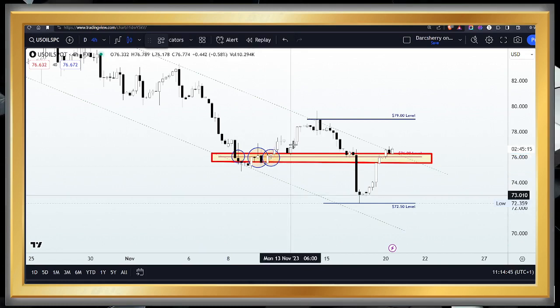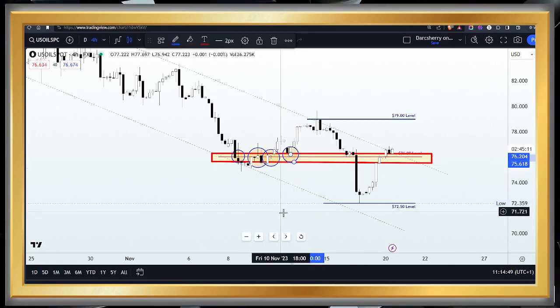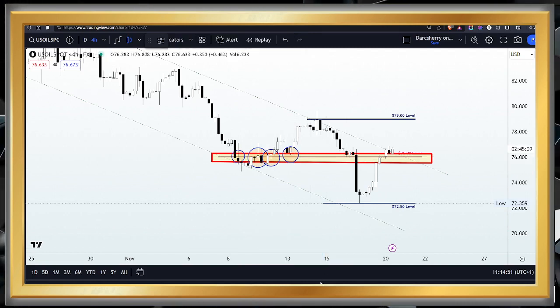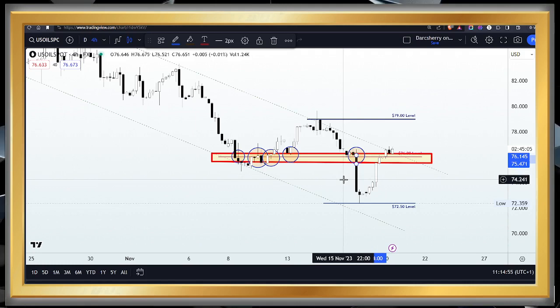Then, since price broke out, we begin to see how that level was serving as a demand zone for a while before price finally broke down the structure during last week's trading session. And of course, we did take advantage of that opportunity.